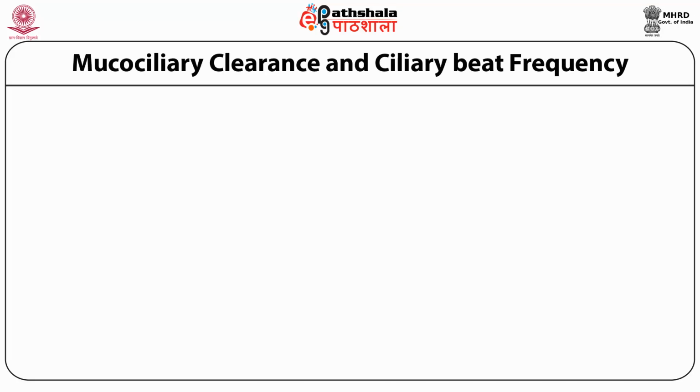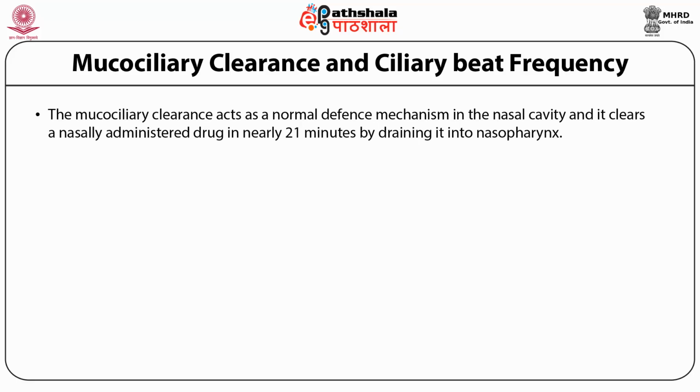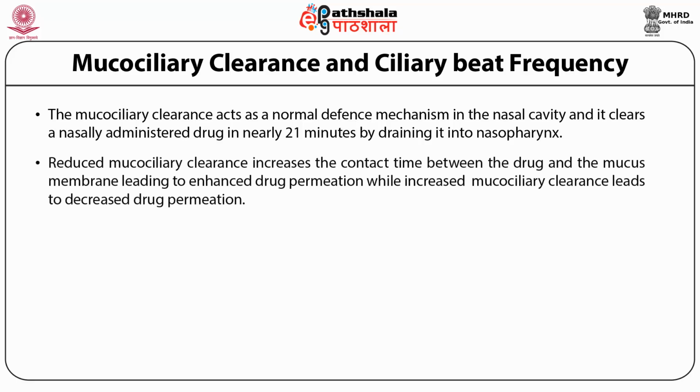The next factor which we would discuss is the mucociliary clearance as well as the ciliary beat frequency. The mucociliary clearance acts as a normal defense mechanism in the nasal cavity, and it clears a nasally administered drug in nearly 21 minutes by draining it into the nasopharynx. Reduced mucociliary clearance increases the contact time between the drug and the mucous membrane, leading to enhanced drug permeation, while increased mucociliary clearance leads to decreased drug permeation.